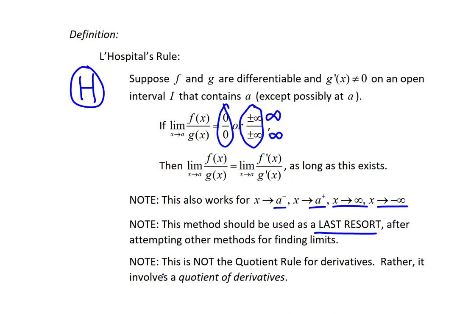And thirdly, let's note that this is not the quotient rule for derivatives. When you go back and look at this definition, the conclusion of it is you're taking the limit of f prime of x over g prime of x. Okay, that's simply a quotient of derivatives. It's not the quotient rule. You're not taking the derivative of the quotient f over g. You're taking f prime and putting that over g prime. So there's an important distinction there as well.